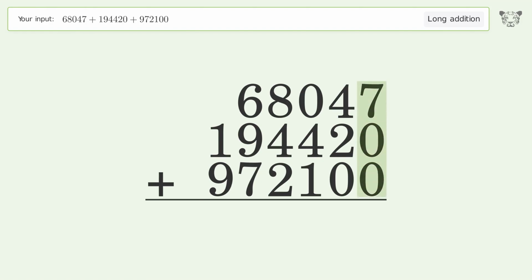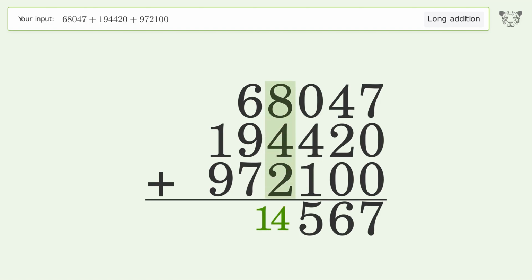7 plus 0 plus 0 equals 7. 4 plus 2 plus 0 equals 6. 0 plus 4 plus 1 equals 5. 8 plus 4 plus 2 equals 14. Carry 1 to the 10,000s place.